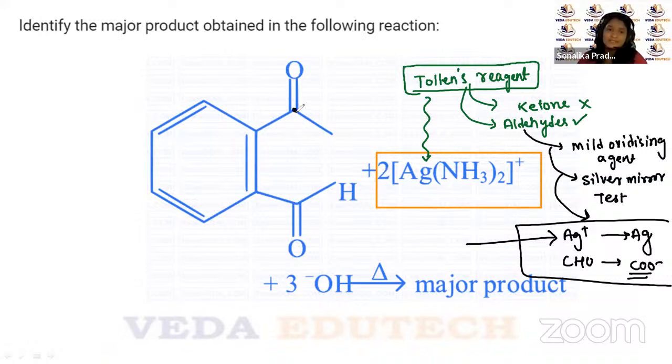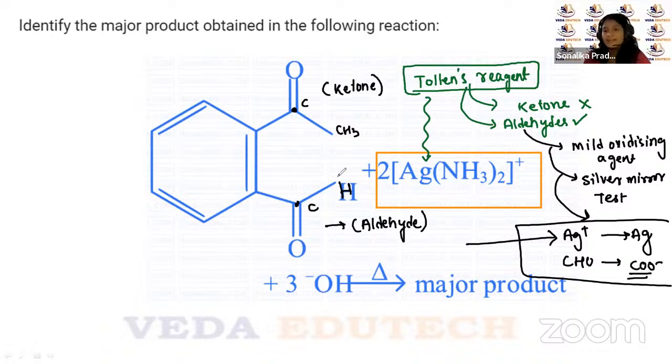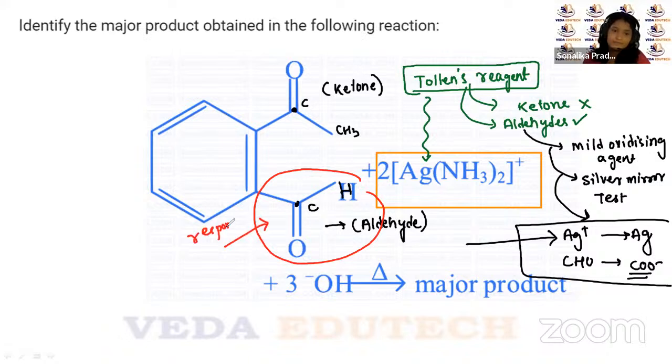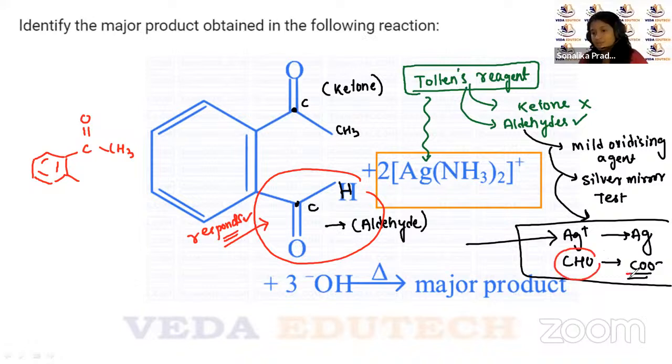So you can see that there's a carbon here, there's a carbon here, this carbon has CH3 here, this carbon has hydrogen here. So can I say, children, this is aldehyde? Can I say that this is ketone? Yes. So when Tollens reagent comes, which part is going to respond, children? Obviously the aldehyde part is going to respond. The rest is going to be as it is. Only CHO is going to convert into COO minus, right? So this is going to be your major product.